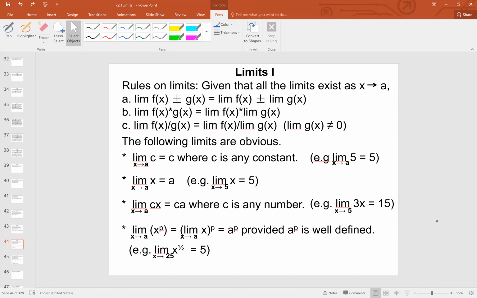Same thing with powers. When x approaches the number a, and if it makes sense to take a to the power p, then the end result will be just a to the power p. So for example, if x gets closer and closer to 25, then the square root of x gets closer and closer to 5. And so these are things we take for granted.